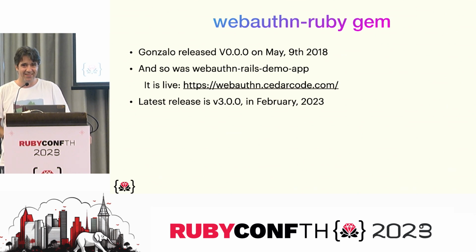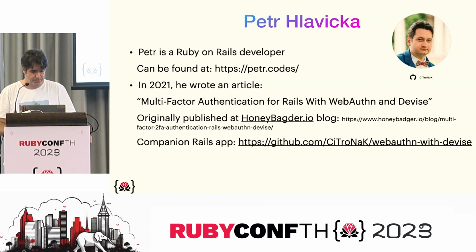You guys get it, right? May 9th, 2018. He was like five days away, some legendary coincidence. I can't believe it. May 9th. Anyway, jokes aside, they also have a webauthn-rails demo app. It's live. You can go to that link and check it out. It's pretty much what I showed you guys: registration and authentication using passkeys. And the last release of that gem is v3.0.0, released in February 2023.